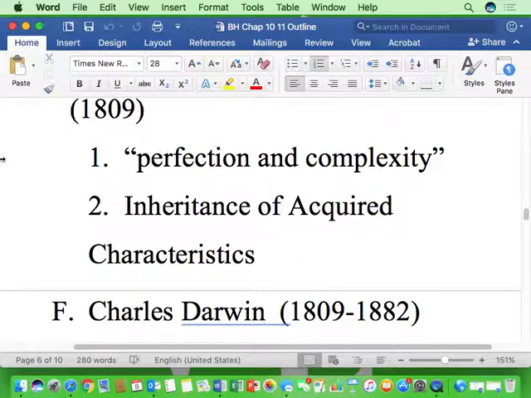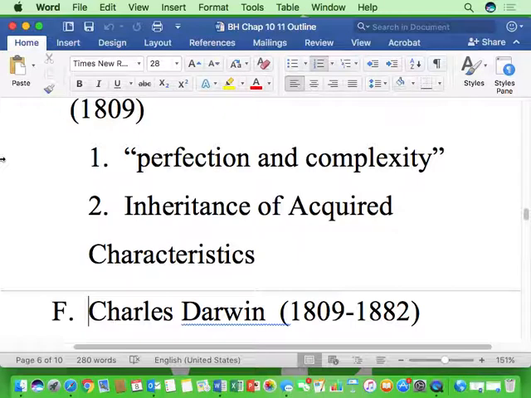And Lamarck, in 1809, made his proclamations. That was the same year that Darwin was born. And so Lamarck said, yes, organisms do evolve, but they're evolving towards perfection and complexity. Sounds like a bunch of hooey to me. That's weird. Perfection, what does he mean? And then we had our inheritance of acquired characteristics, which we decided is not true, but it's kind of a fun theory to talk about.